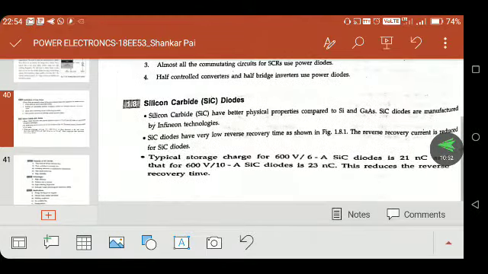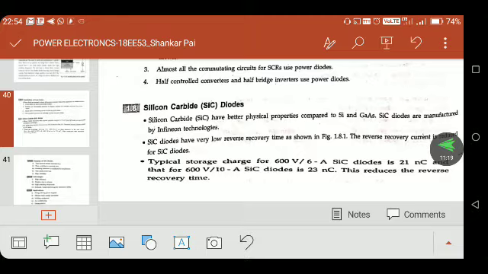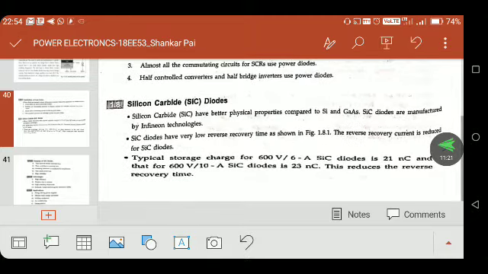Next, one special type of diode we are going to see here is the silicon carbide, SiC, diode. What is a SiC diode? Here, instead of silicon and germanium, we use silicon carbide as the semiconductor. That is the difference. The feature of this is a very low reverse recovery time.